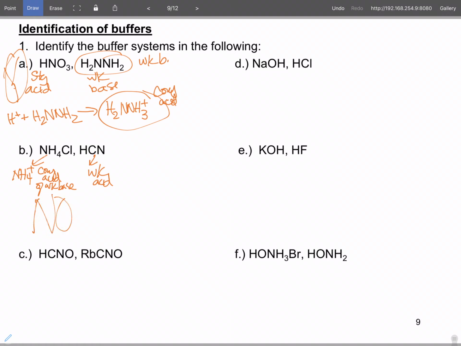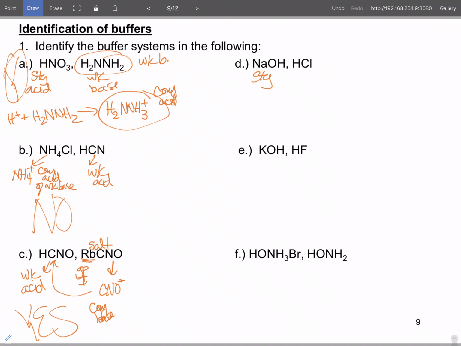Okay, so if we look at the next one, this is a weak acid, and this one is group 1, which means this one is a salt. So it's going to dissociate into that. So notice that this is the conjugate base of this weak acid. So, yep, this one's a buffer. We have the acid and its conjugate base.